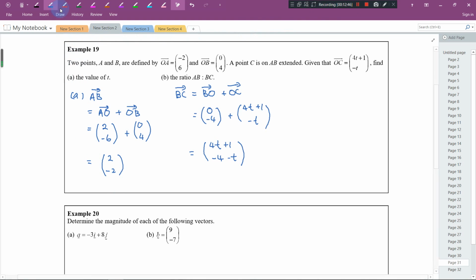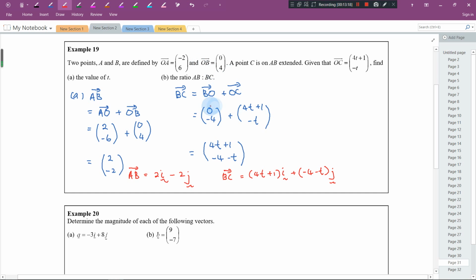So how about I change this one, AB, to this form. 2I minus 2J. This BC, it becomes 4t plus 1 I plus negative 4 negative t j. Okay, you have to be more careful because the I and j don't mix up.